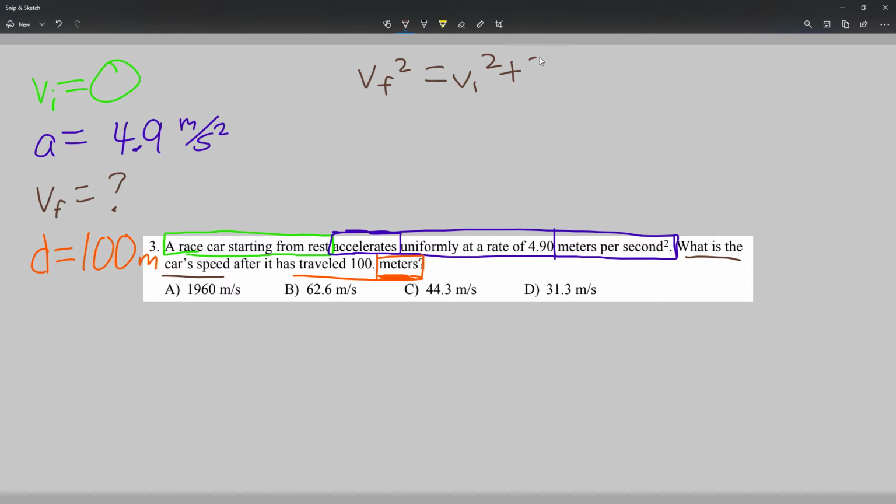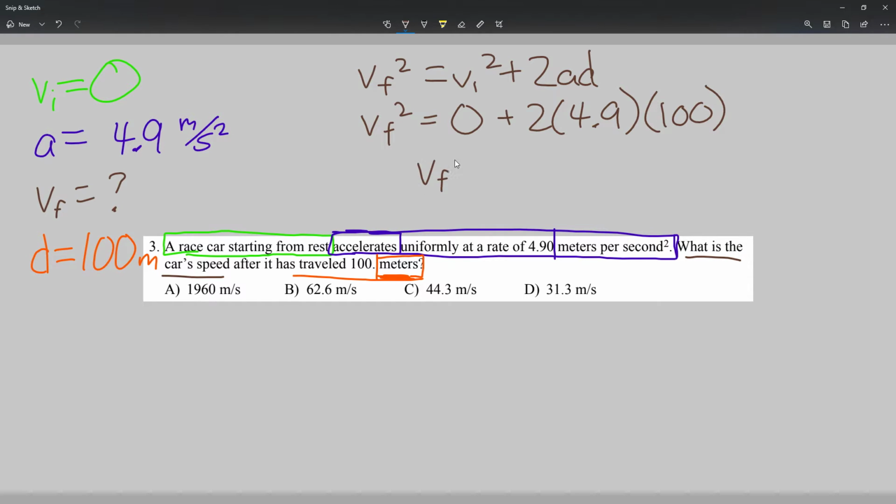VF squared is VI squared plus 2AD. VF squared is 0 plus 2 times 4.9 times 100. Okay. 2 times 4.9 times 100, right? Because this 0 is nothing. So we're just left with this entire multiplication operation over here. So 2 times 4.9 gives you 9.8. Then 9.8 times 100 gives you 980.